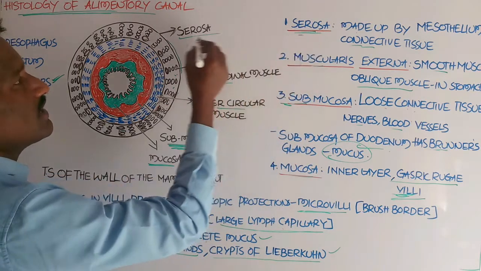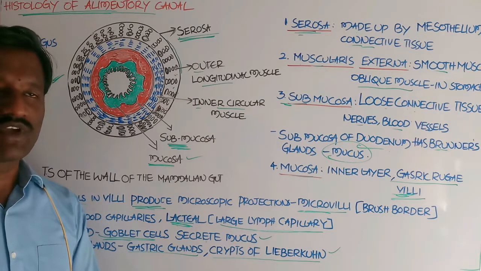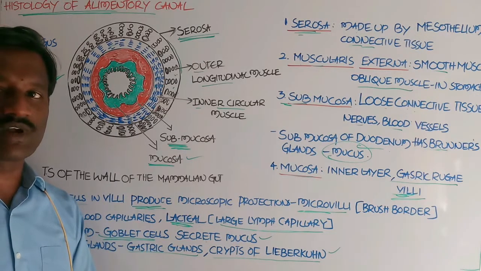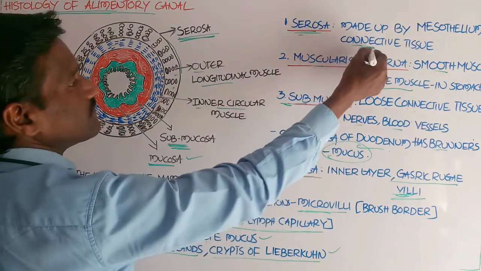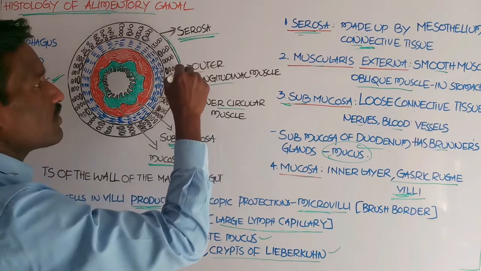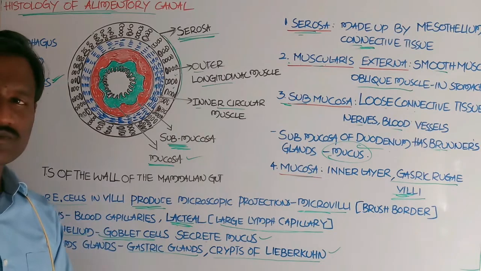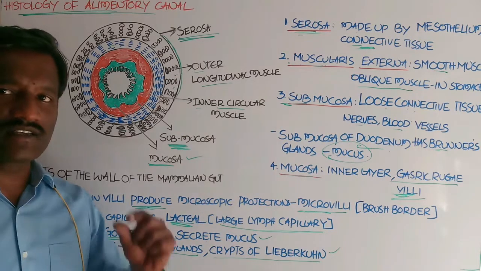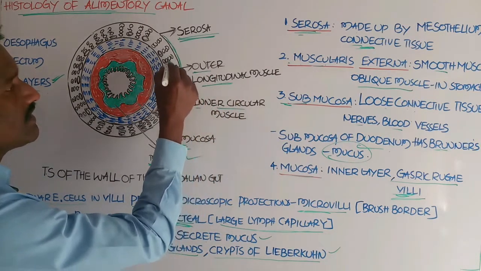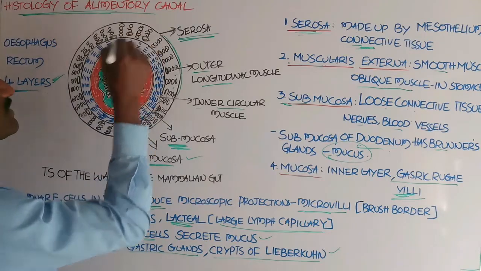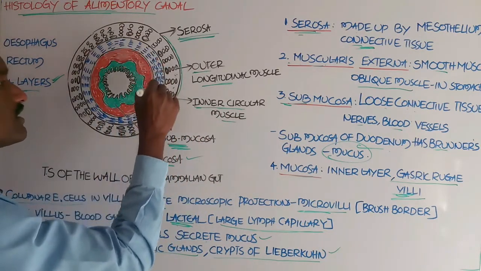The first one is the serosa. Serosa is made up of mesothelium, which is produced from the mesoderm in the embryonic stage, and it also has connective tissue. It is the outermost layer. The second one is the muscularis externa. The muscularis externa consists of two layers: the outer longitudinal muscle layer and the inner circular muscle layer.